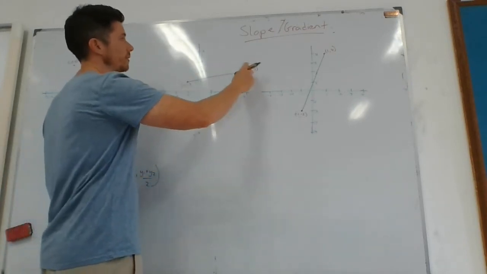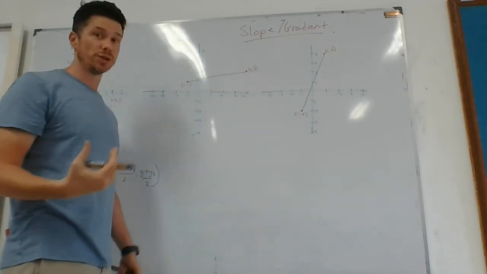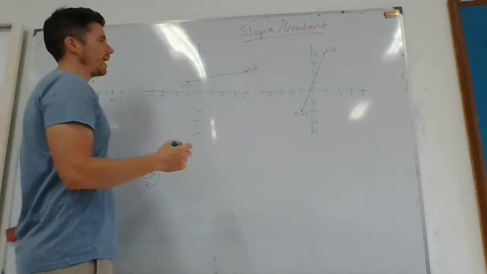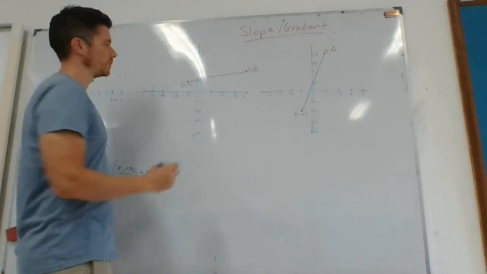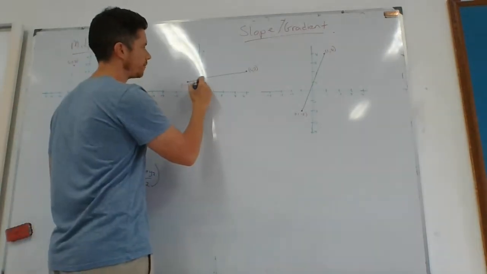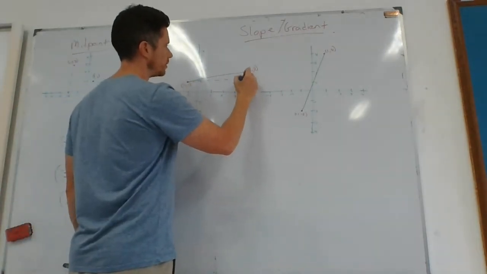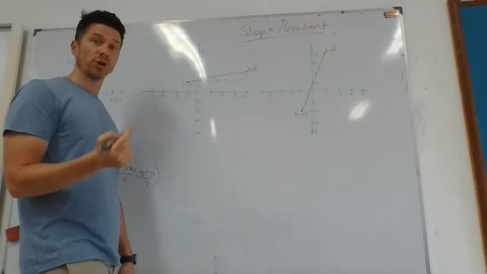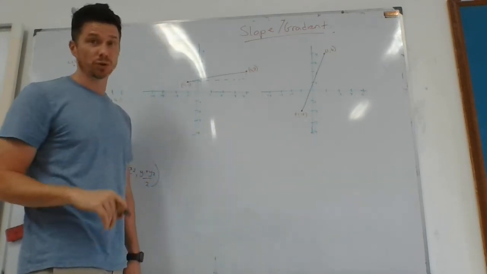So this is not very steep, but how do I say how much not steep it is? Well, I form that right angle triangle that we've been doing before. If I form a right angle triangle here, I get how much it goes up and how much it goes across.